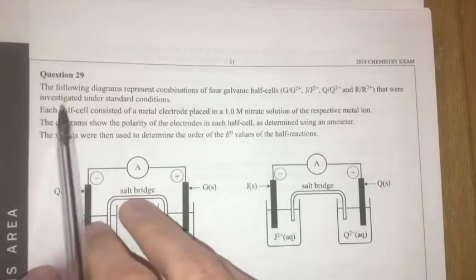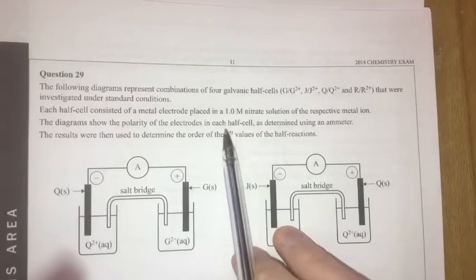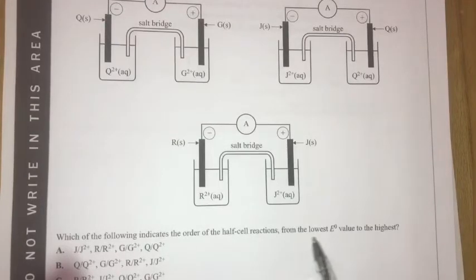Question 29. The following diagrams represent half cells. So these are half cells here. We're using... which of the following indicates the order of half cell reactions from lowest E0 value to highest?